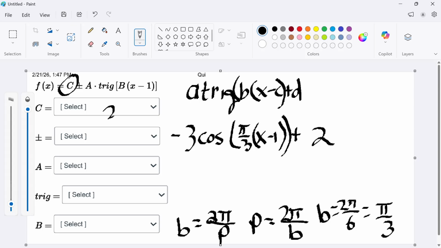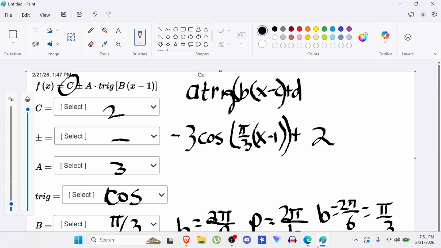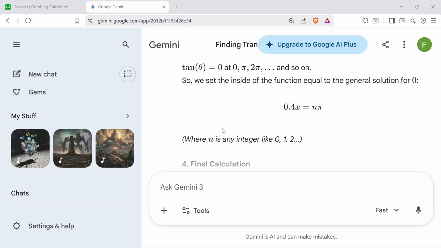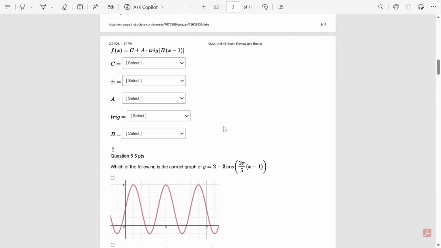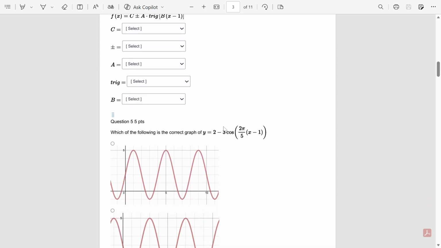So C is 2, plus or minus is minus. A is 3. The trig is cosine. I was about to write tangent. And the B part is pi over 3. Now, I don't get all that selection when I'm looking at this on paper, but that's what it is for the question. All right, here's the next one.